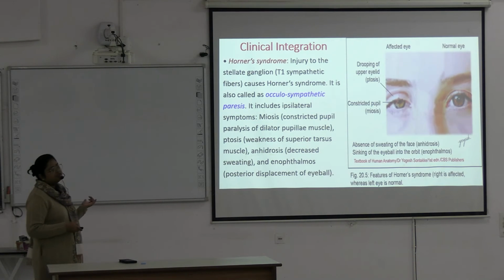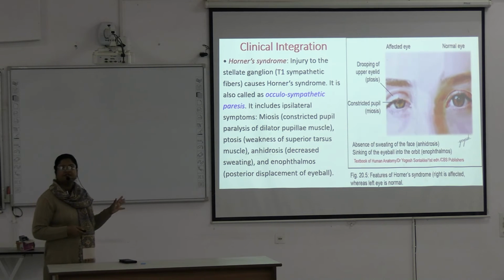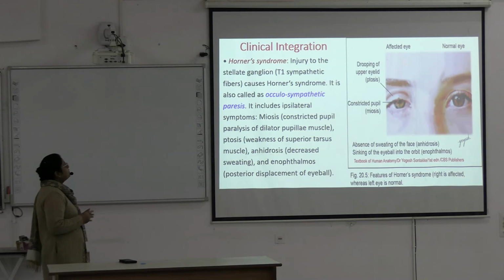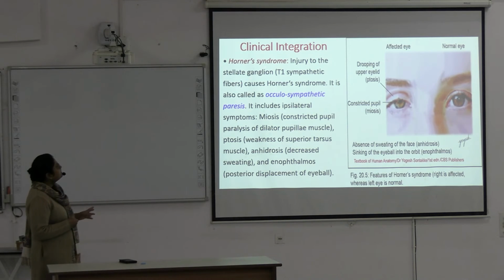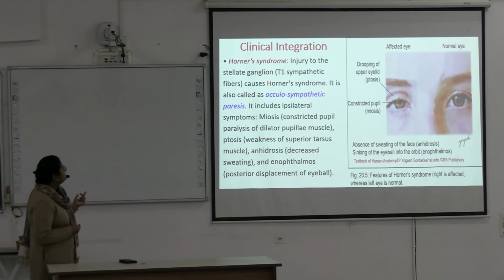So in severe hypertension, thoracoabdominal sympathectomy is done. Next we go to Horner syndrome. This is an important short note. Horner syndrome is an injury to the stellate ganglion. The stellate ganglion is formed by a fusion of T1 and the inferior cervical ganglion. Here mainly T1 sympathetic fibers are damaged in Horner syndrome.